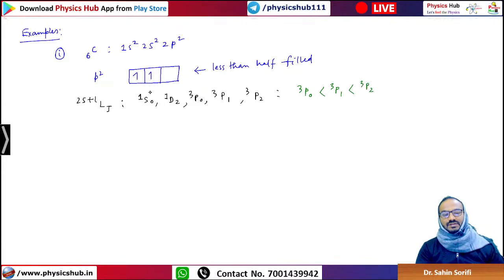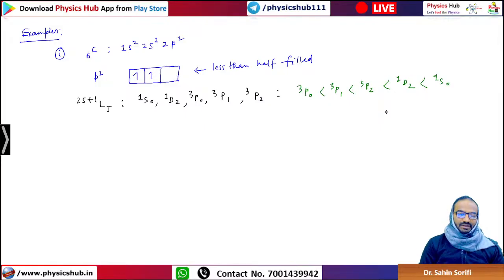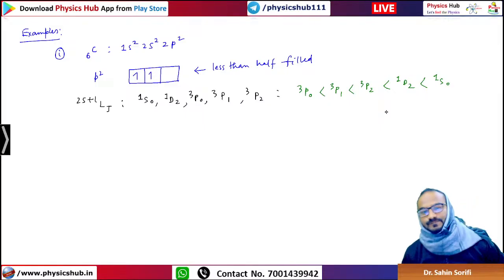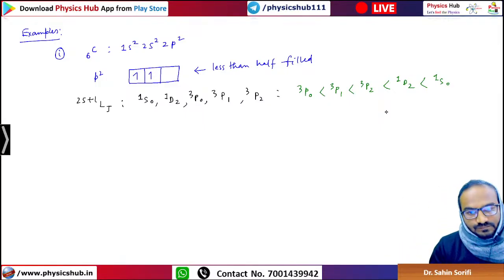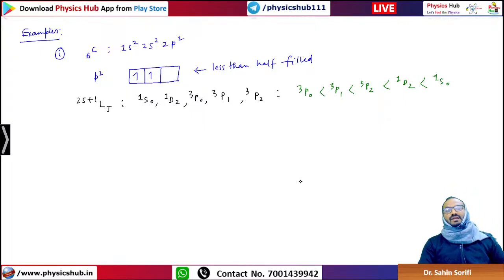Next highest multiplicity is 1. Now we have two options, 1S0 and 1D2. Obviously here the L value is more for 1D2, so 1D2 will come, then finally 1S0 will come. So here the ground state term is 3P0.